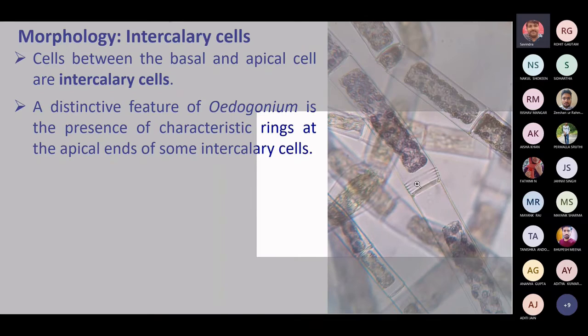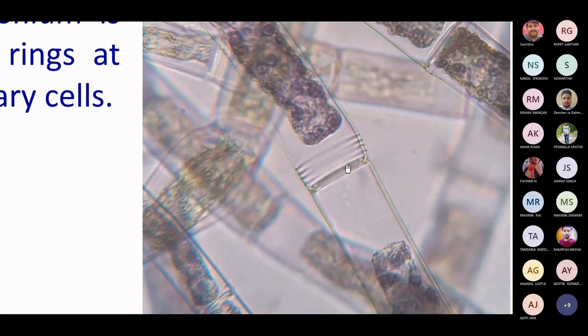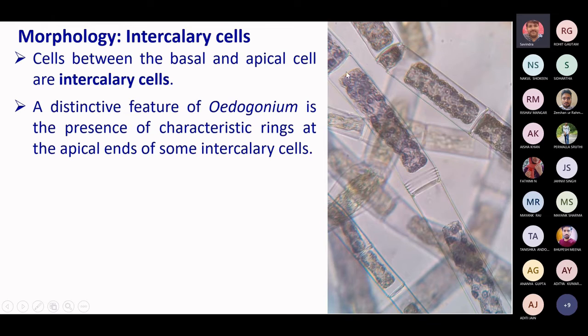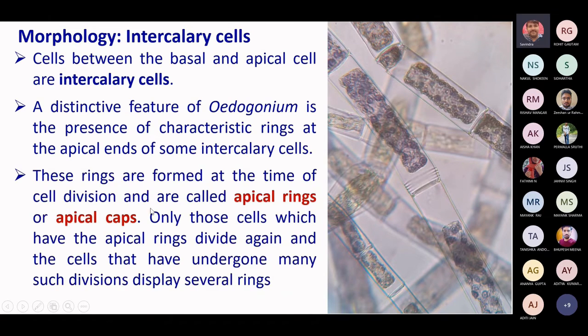I will enlarge this portion. Can you see? Yes, sir. This ring-like structure, or caps. The cells which contain this cap are known as cap cells. These rings are formed at the time of cell division and are called apical rings or apical caps.